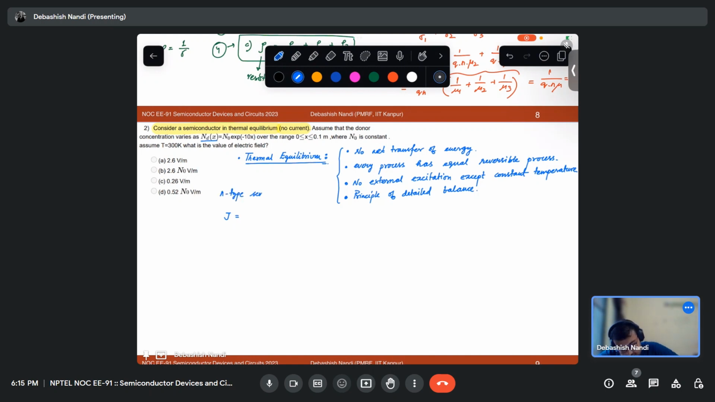N-type semiconductor. So the electron current must be zero at thermal equilibrium. Similarly, the minority carrier current, the hole current, will also have to be zero individually. And what are the components of current? What are the sources, the mechanisms of current? In this course, you will only be focusing on two types of mechanism. One is drift, another one is diffusion.